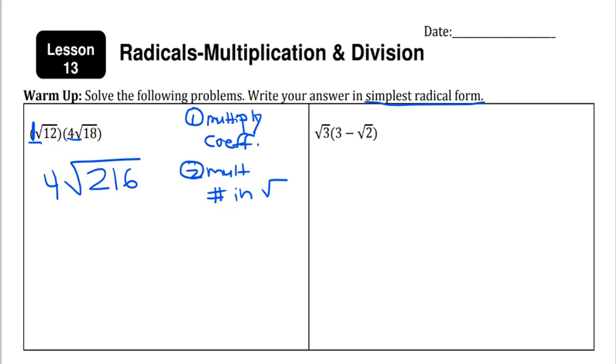Big answer. I'm pretty much done, but I need to write my answer in simplest radical form, which means I'm going to need to break down that 216. Again, if you're not sure what to do, go to that calculator video that talks about perfect squares and how to simplify radicals using perfect squares.